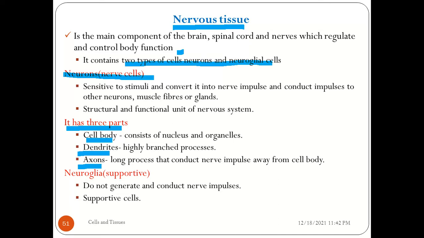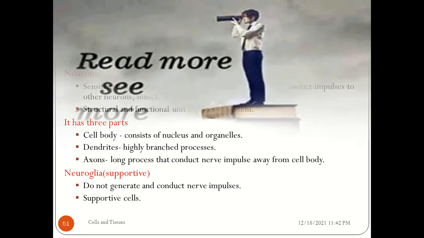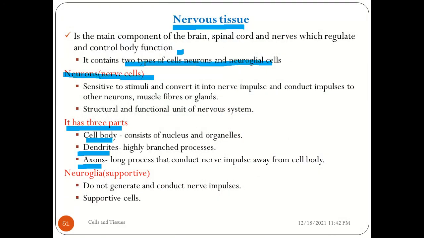In the case of the cell body, it consists of the nucleus and organelles. Dendrites are highly branched processes. Neuroglial supportive cells do not generate and conduct nerve impulses; they are supportive cells. So this is the nervous tissue introduction.